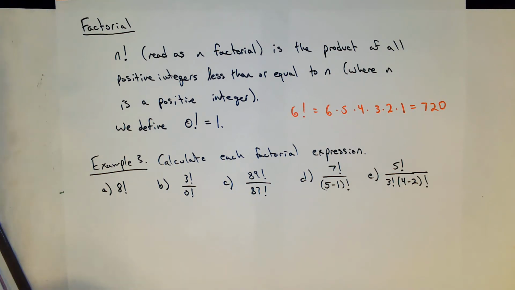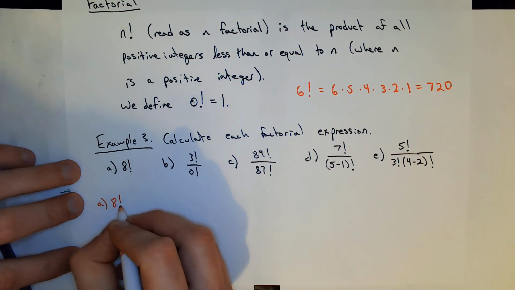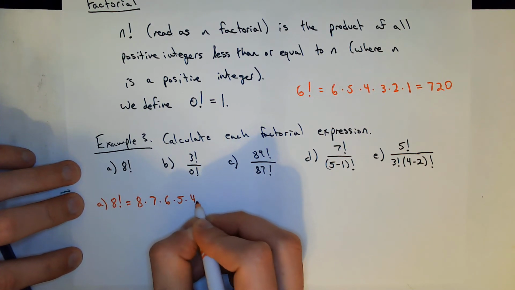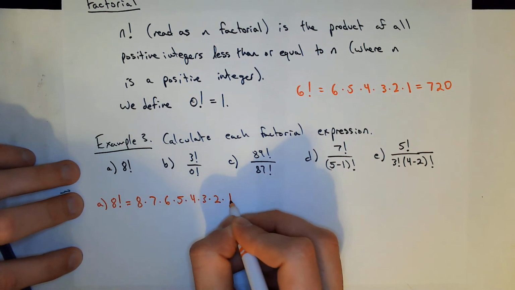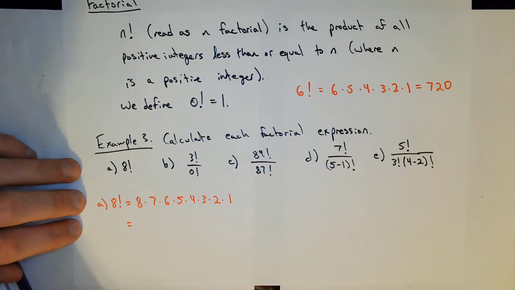Okay, we got 5 problems here. First one, pretty straightforward. 8 factorial. 8 factorial is the same as 8 times 7 times 6 times 5 times 4 times 3 times 2 times 1. If you've got a good calculator, it has a factorial button on it, and you can just click 8 factorial and it'll do it for you.